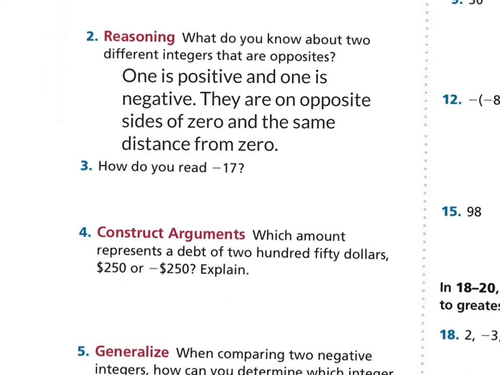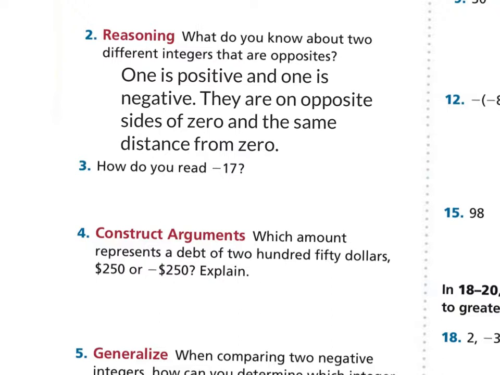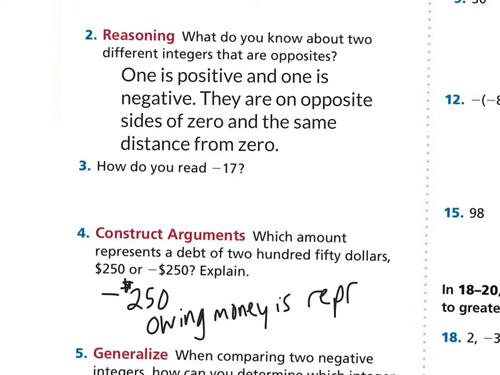If we look at number 4, which amount represents a debt of $250? 250 or -250? So that would be -$250, basically because we owe money. So owing money is represented by a negative number.